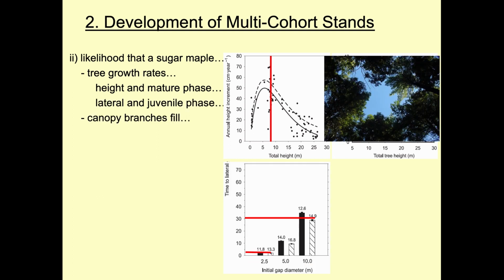Let's now look at two separate scenarios. So let's say there is a minor disturbance that leaves a 10-meter gap. Now a canopy tree will fill that 10-meter gap in about 30 years. And you can see this depicted on the histogram below. So you have that 10-meter gap, and in around 30 years, you have the filling of that gap by that canopy tree. Now a 2.5-meter gap will be filled in less than 5 years.